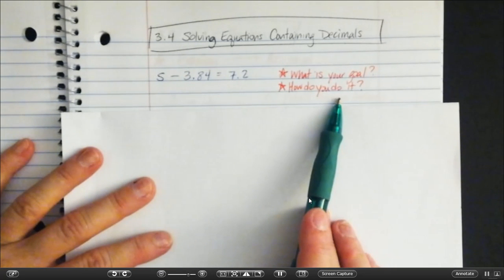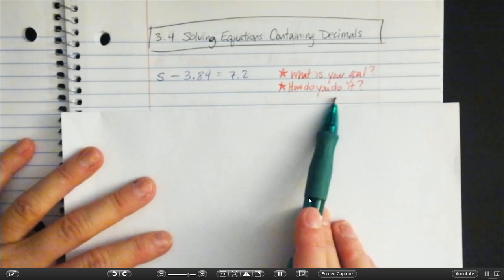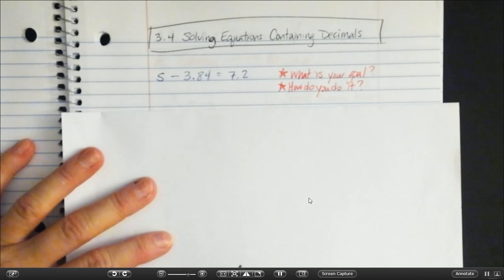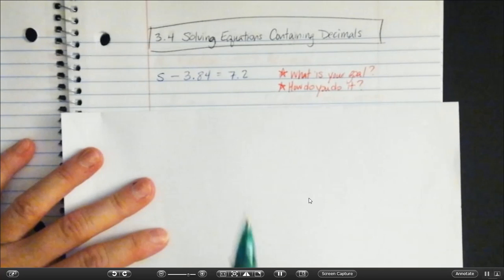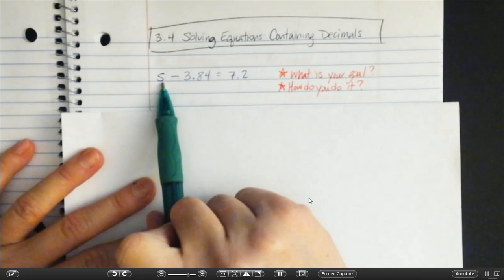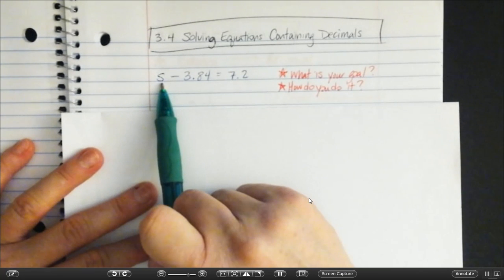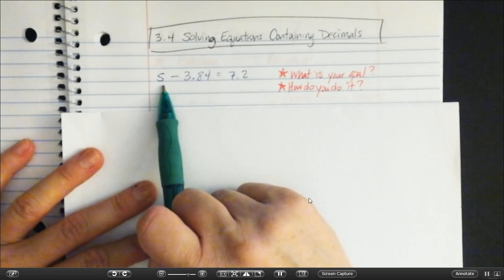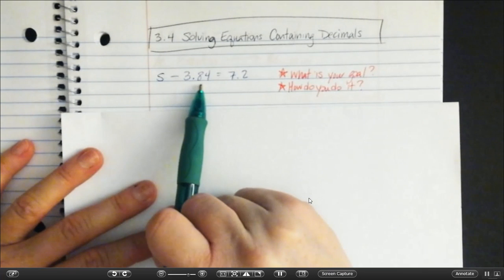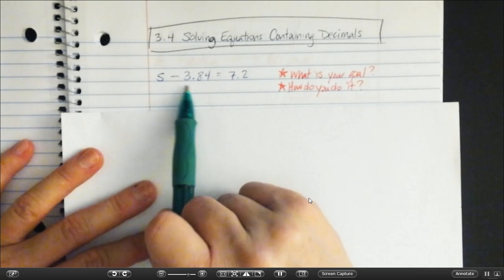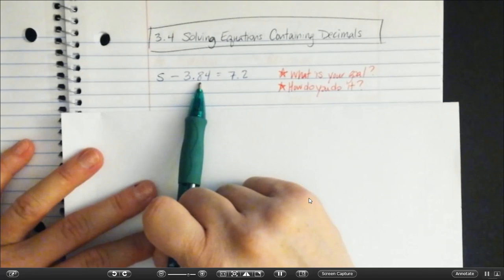How do you do it? By combining like terms and using inverse operations. Mostly today we're just using inverse operations. So when you see this variable, you ask yourself, what is preventing this variable from being by itself? This minus 3.84 is preventing it, or negative 3.84.